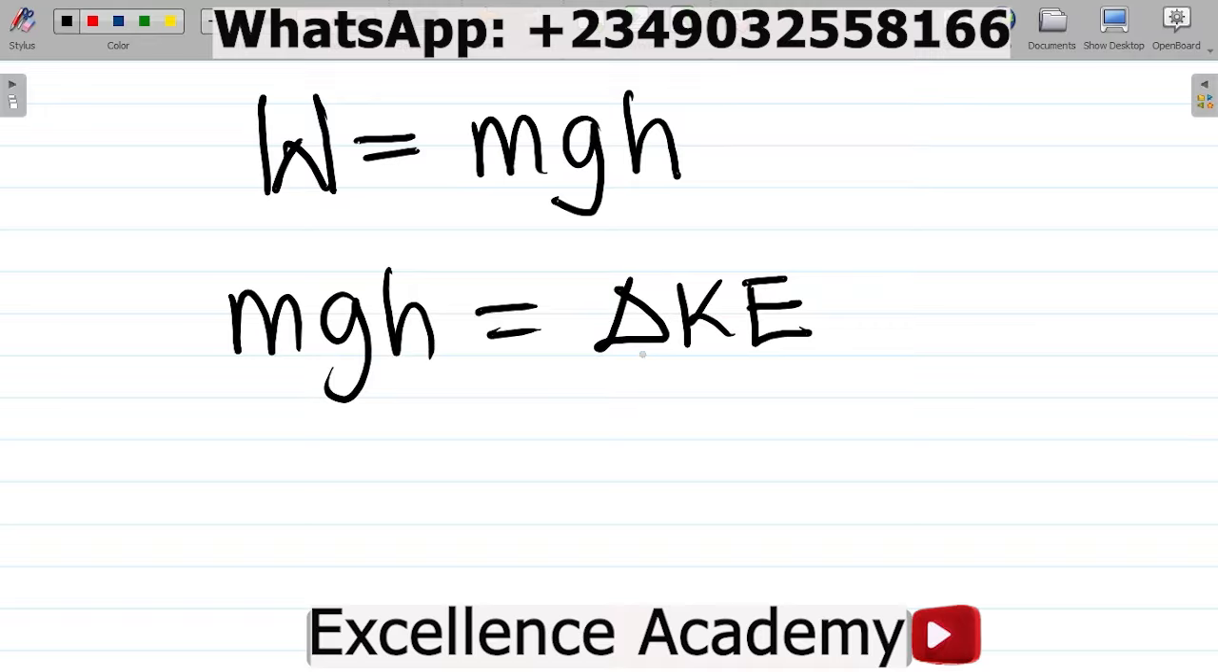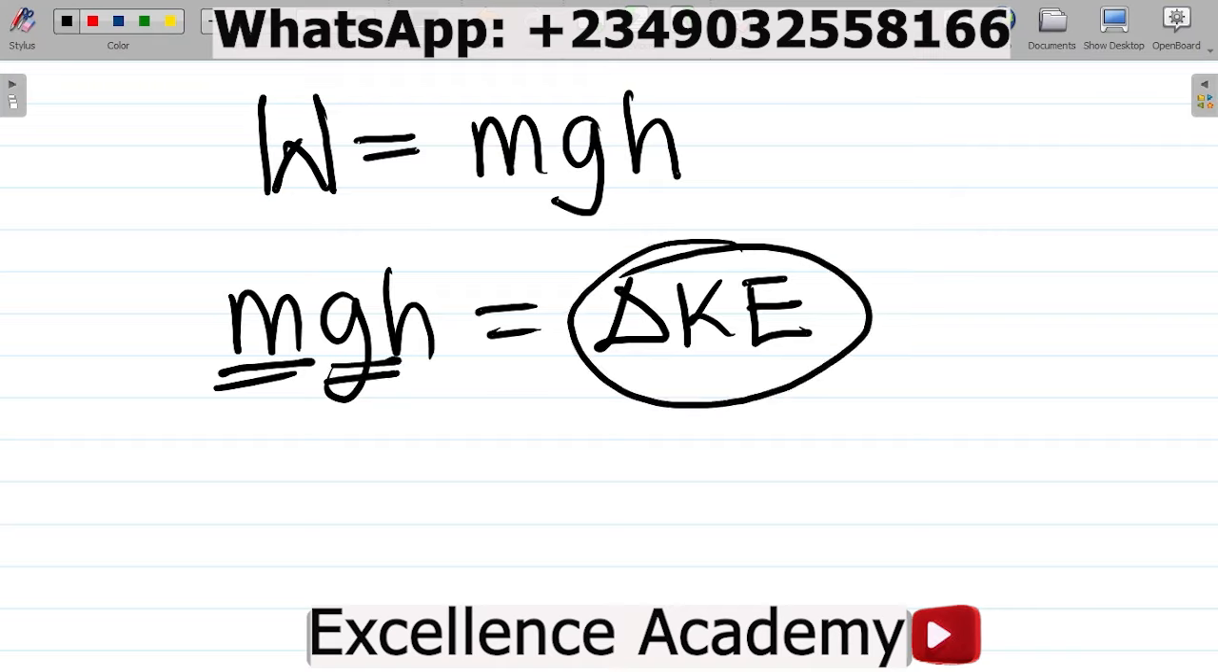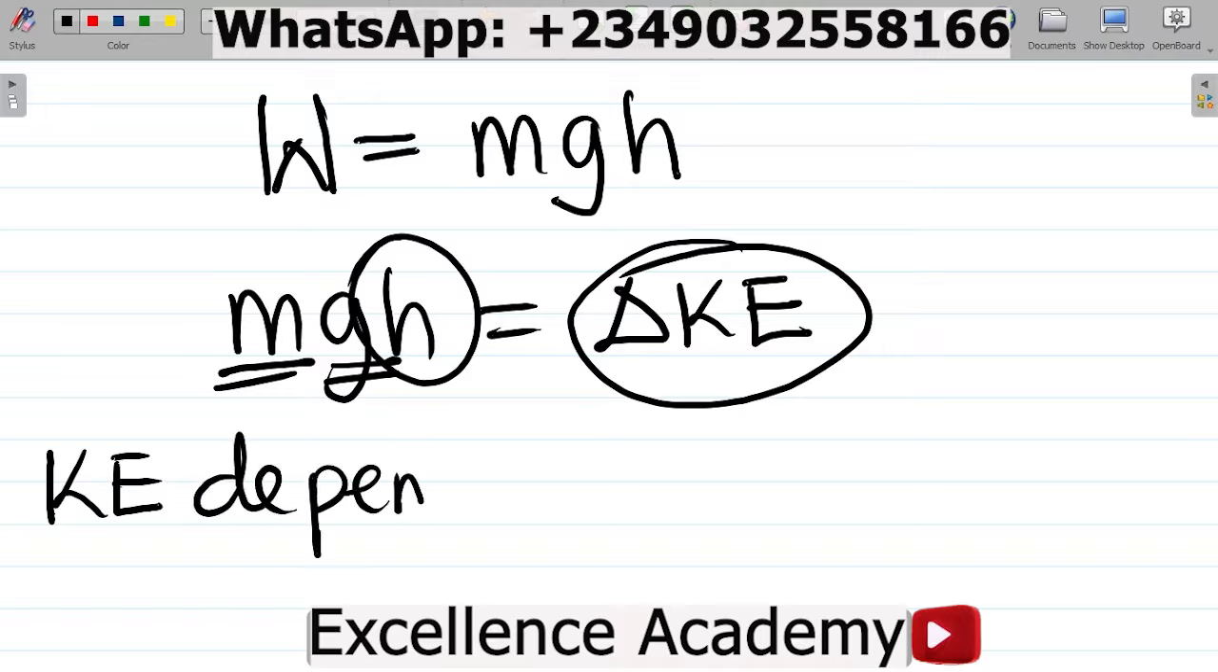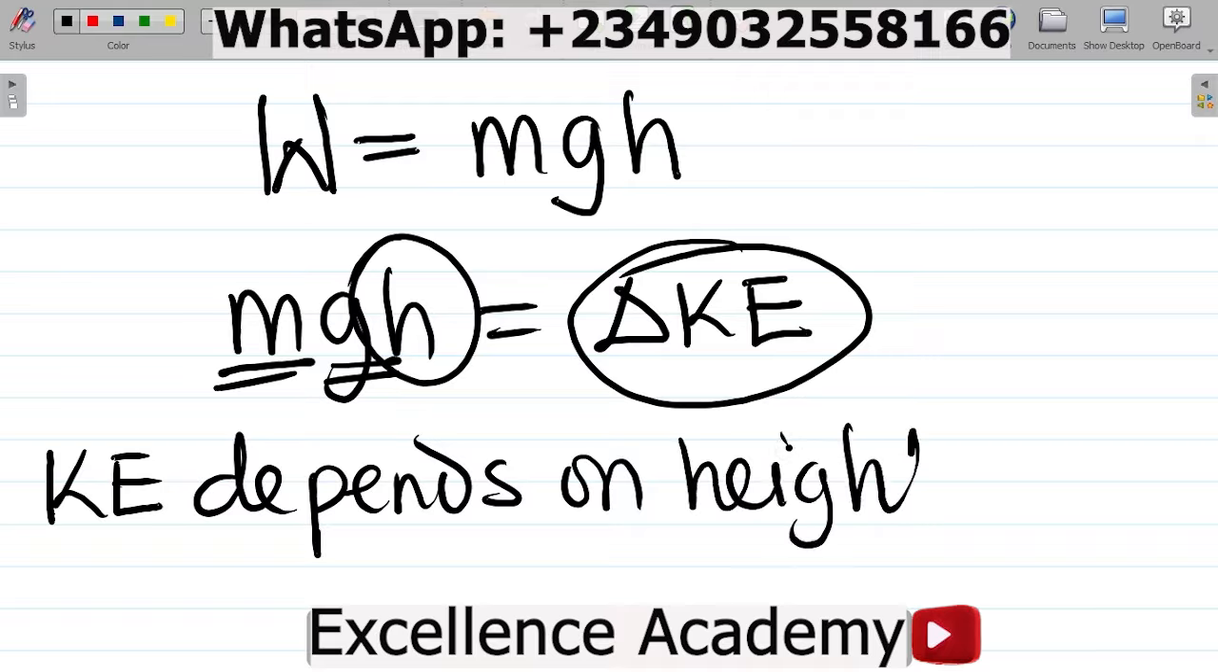So from here, what do you observe? You want to note that the mass of a body is a constant. Yes. And gravity, g, is also a constant. In essence, the change in kinetic energy depends on what? The height. And this is a direct variation. In essence, as height increases, the kinetic energy also increases. So we want to note that the change in kinetic energy depends on height. Or let's better put it, the kinetic energy of a falling body.